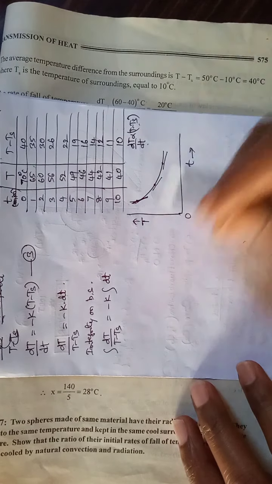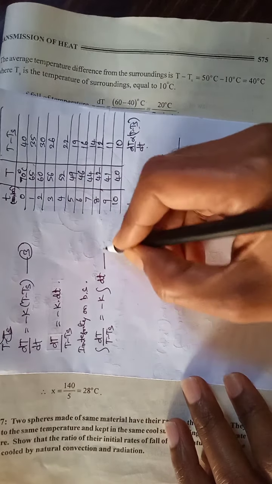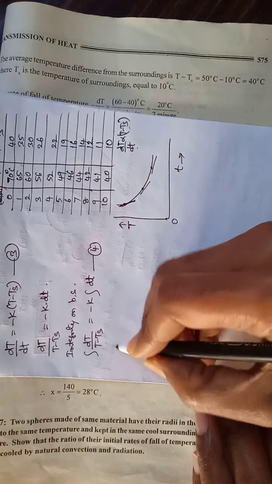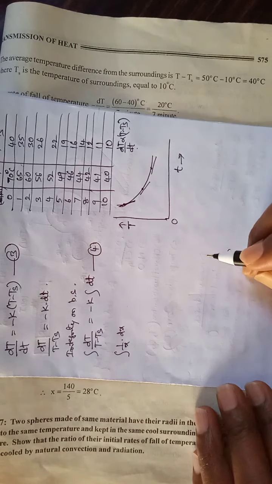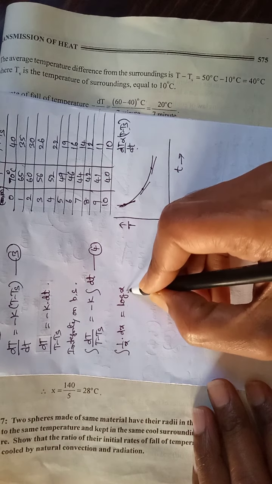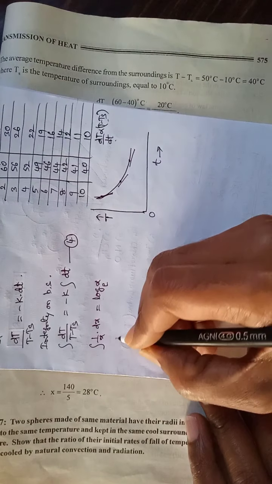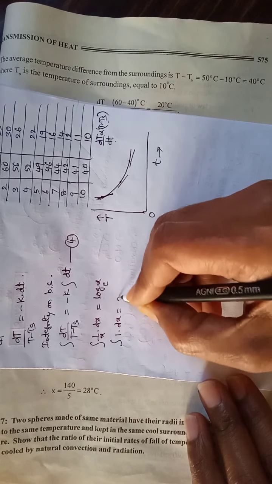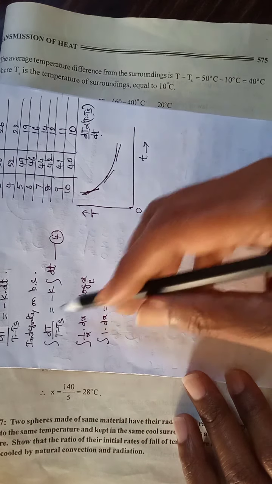Since k is a constant, it is written outside the integral. Now, say this is the fourth equation. To integrate, we need some formulas. For example, integration of 1 by x with respect to x gives us log x with base e. So this is one formula. Another formula is, if we integrate 1 with respect to x, we get x. This is another formula. So let us use these here.